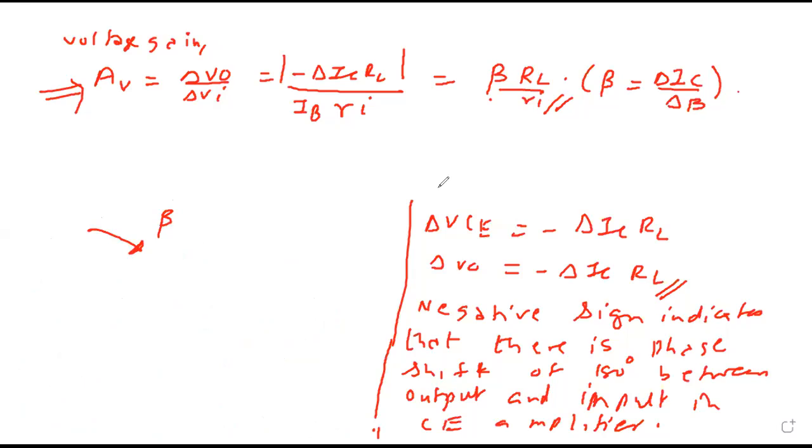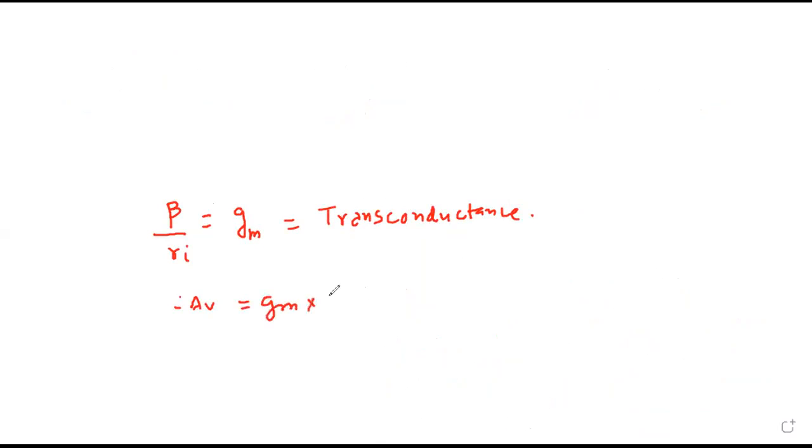is called as transconductance. You all have completed full? Beta upon Ri is denoted by G suffix M, is called as transconductance. Therefore, I can say voltage gain is transconductance into load resistance. This is another formula for voltage gain: transconductance into RL, and AV is always greater than 1.